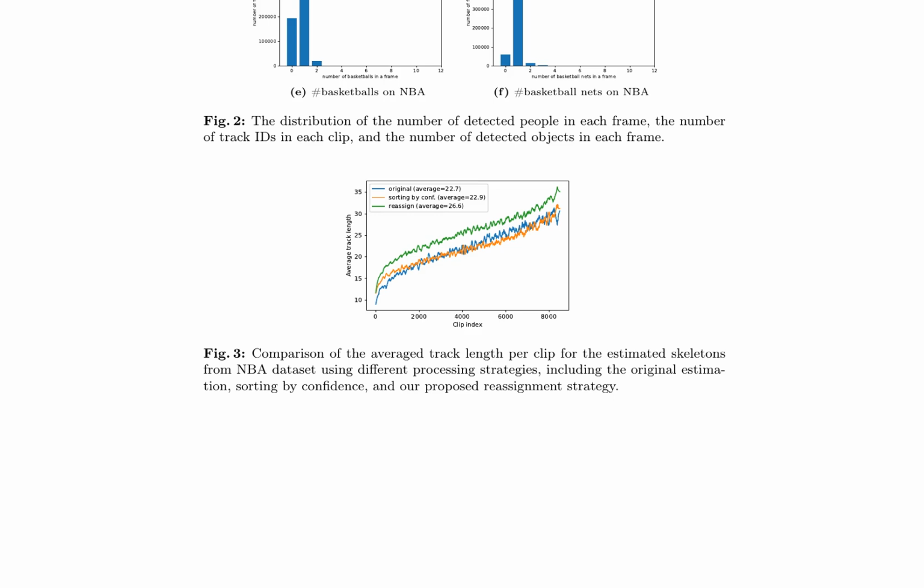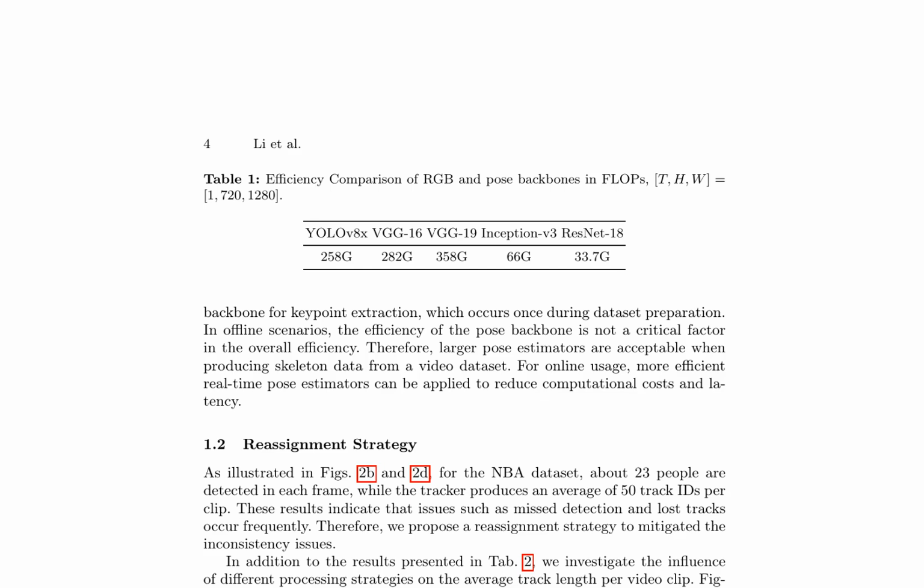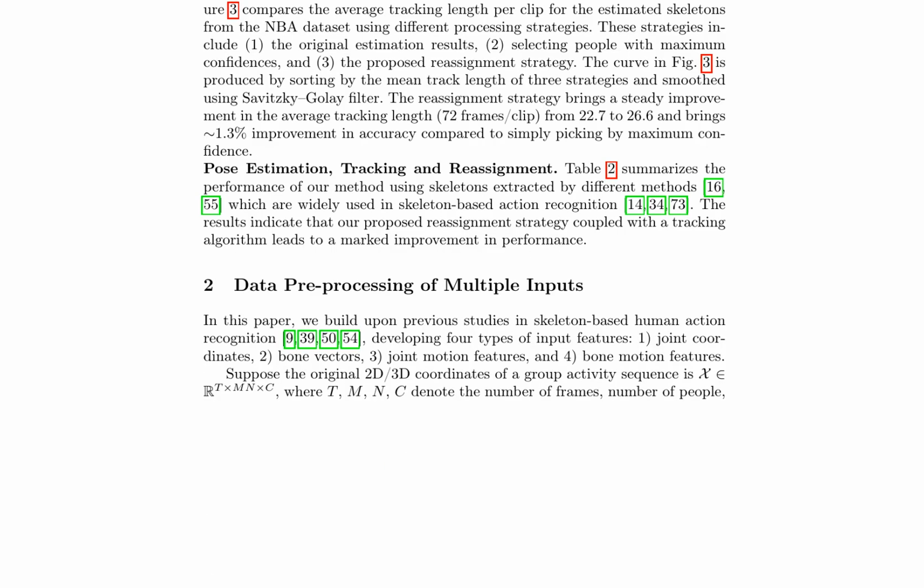Understanding the distribution of detected individuals and objects within frames is vital for enhancing the accuracy of skeleton-based gesture recognition algorithms. The proposed reassignment strategy can significantly improve the continuity and accuracy of these algorithms, highlighting the importance of considering the variability in the number of people and objects within each frame. The efficiency comparison of RGB and pose backbones is crucial for real-time applications, emphasizing the importance of efficient pose estimators. The reassignment strategy is introduced to mitigate issues of missed detection and lost tracks, significantly improving the average tracking length and accuracy. The performance of the proposed method using various skeleton extraction methods is showcased, highlighting a marked improvement.